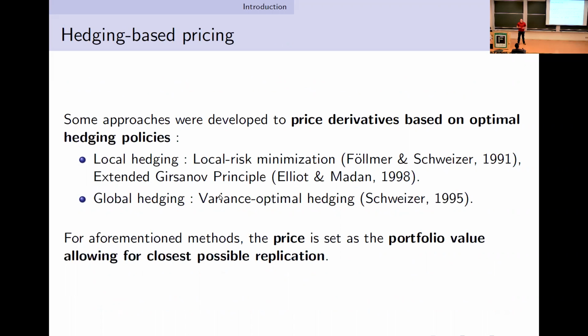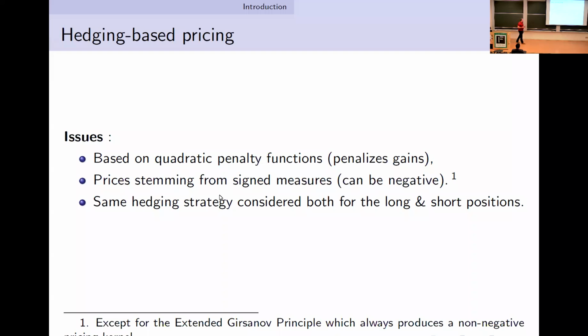So quadratic hedging methods have been proposed, such as local risk minimization and the extended Girsanov principle, which are kind of local hedging procedures, or there's the variance optimal hedging from Schweizer 95, which uses a global criterion and optimizes risk throughout the entire lifetime of the derivative. So in this case, the price of the derivative is simply the initial value of the optimal replication portfolio or optimal hedging portfolio. Now, there are issues associated with these methods.